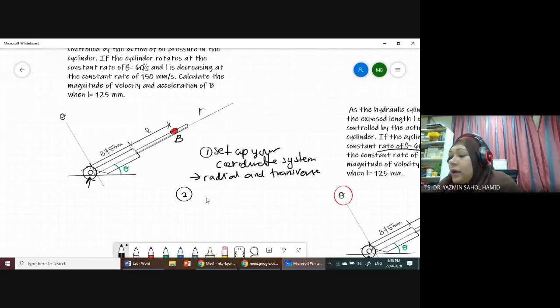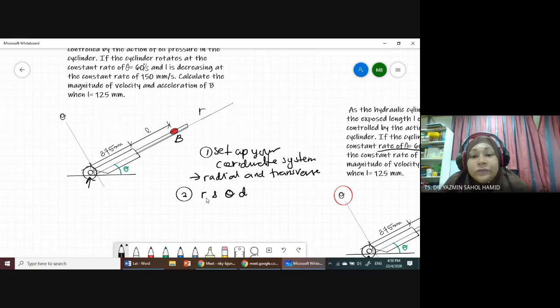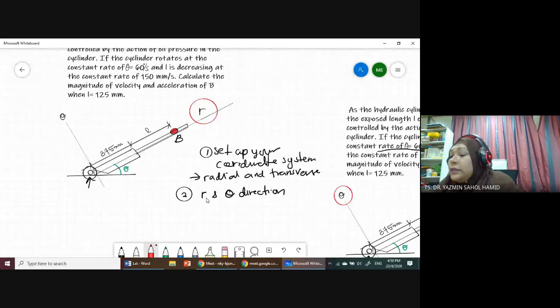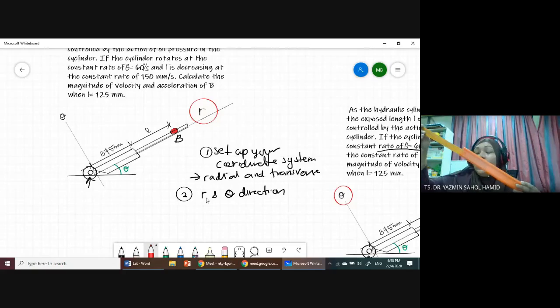Okay, what is our R direction? Where is our R and theta direction? So our R direction is this one here. What is the direction of the R? The direction of the R is the direction of the extension and contraction. Okay, it can extend, it can contract. That is our direction of R. And in this case it is the direction of the beam, for example. It can extend, it can contract. That is R. Okay, so we have established the direction of R.